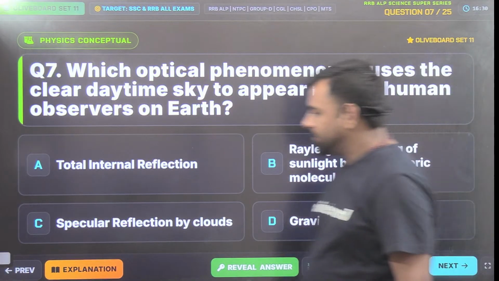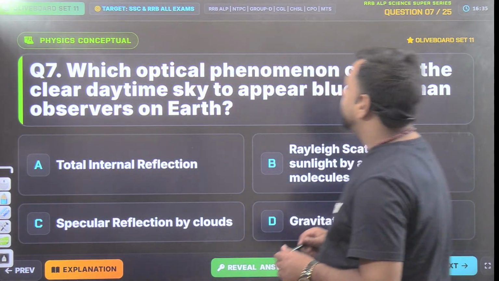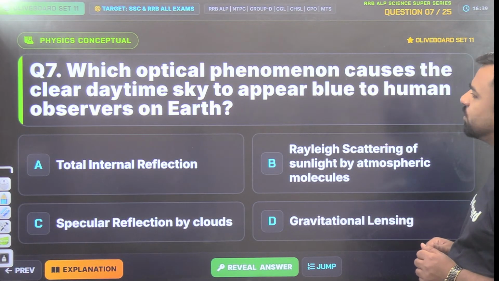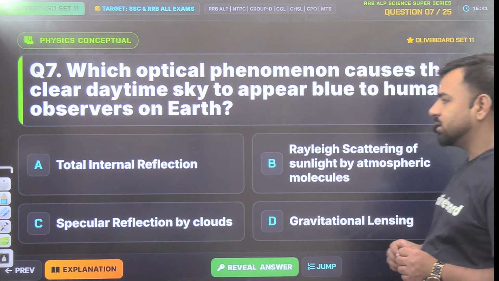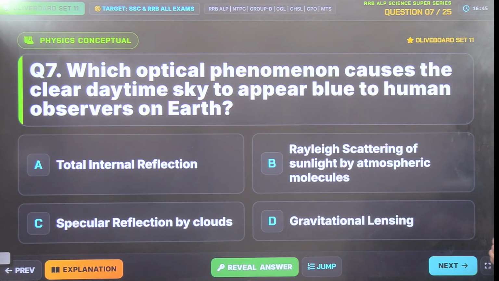What about this question? The question is, which optical phenomenon causes the clear daytime sky to appear blue to the human observers on Earth? Is it total internal reflection? Is it Rayleigh scattering of sunlight by atmospheric molecules? Is it specular reflection by the clouds, or is it gravitational lensing? So you have four options, and let us check what will be the correct answer here.